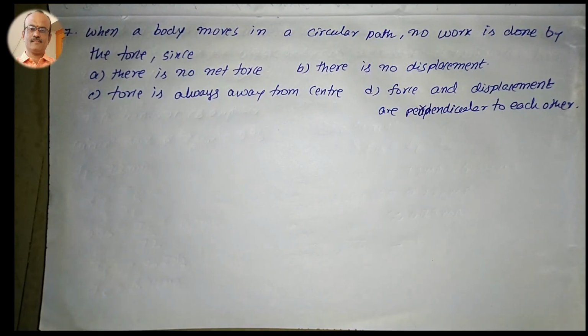Now the question number 7. When a body moves in a circular path, no work is done by the force, since A, there is no net force, B, there is no net displacement, C, force is always away from the center, D, force and displacement are perpendicular to each other.